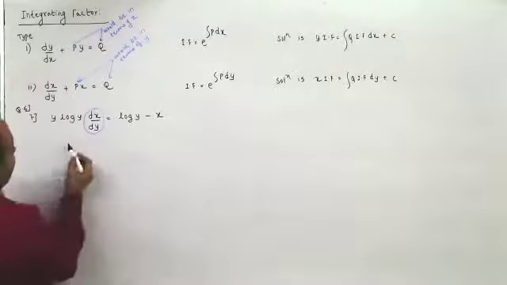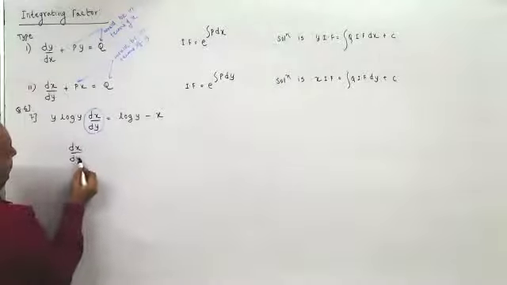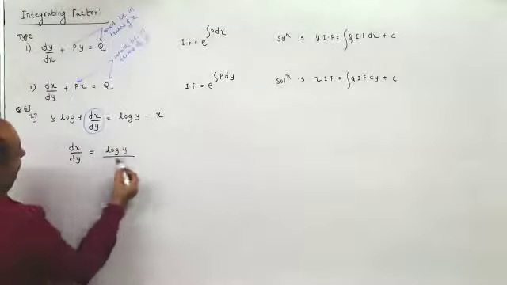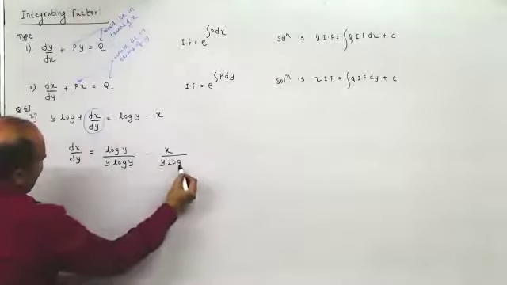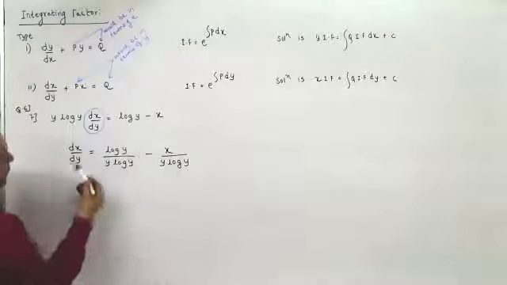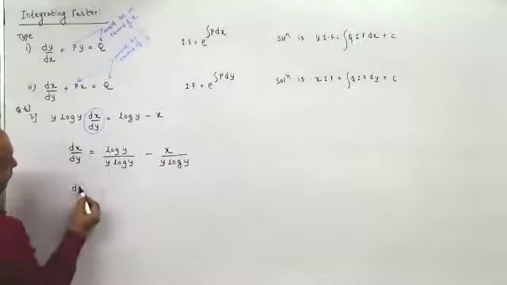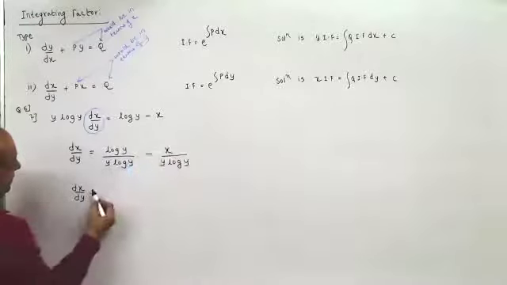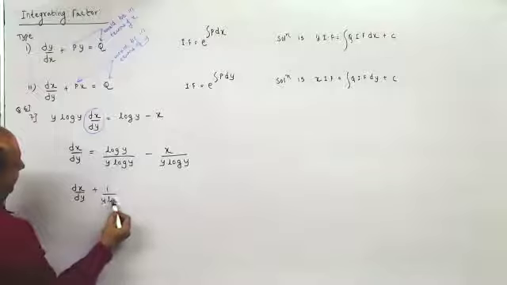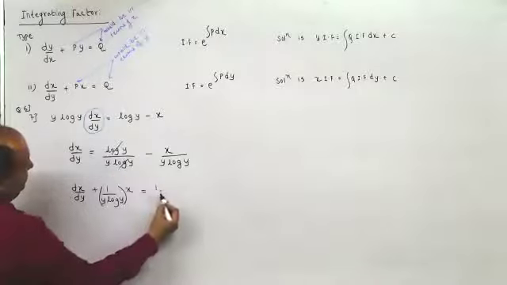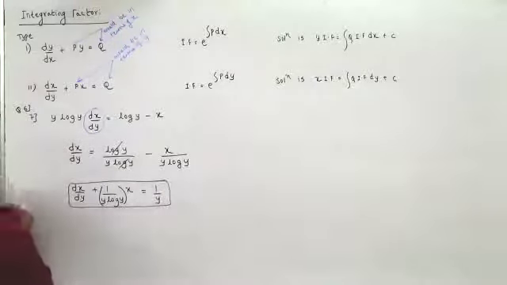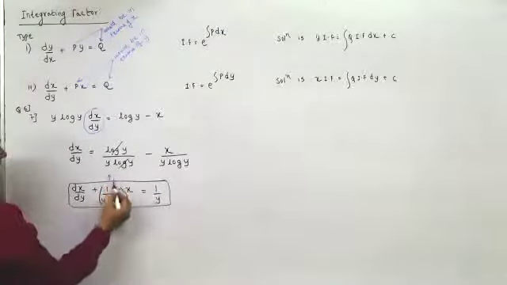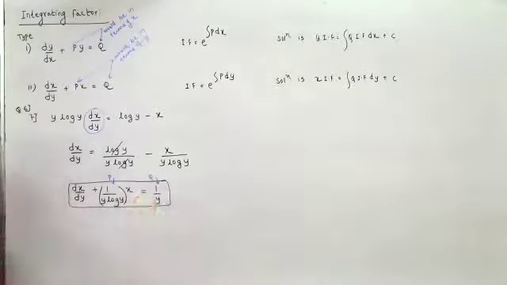Now when you divide both sides by y log y, you will get dx upon dy is equal to log y upon y log y, and here minus x upon y log y. So if you observe here, this would be dx upon dy. I'll bring this to this side. I'll get plus 1 by y log y into x is equal to log y upon y log y, and log y gets cancelled. I'll get 1 by y here. So this is in the form dx upon dy plus px is equal to q. Both are in terms of y.